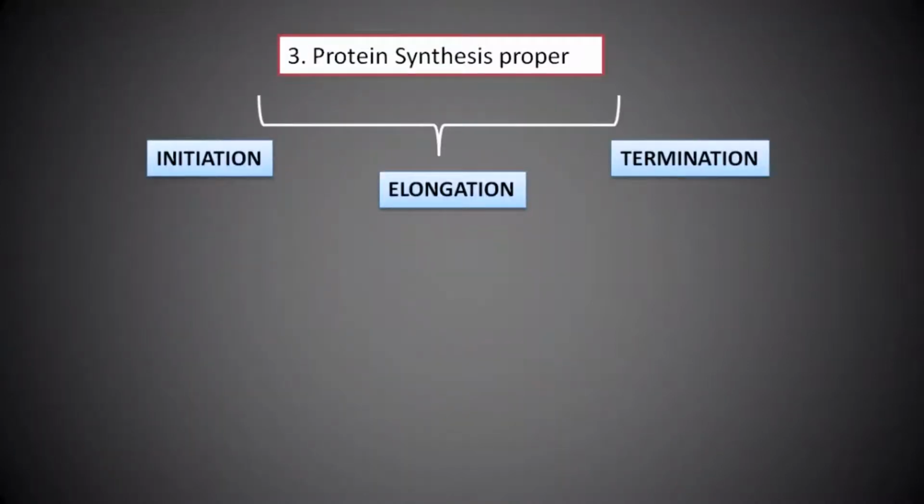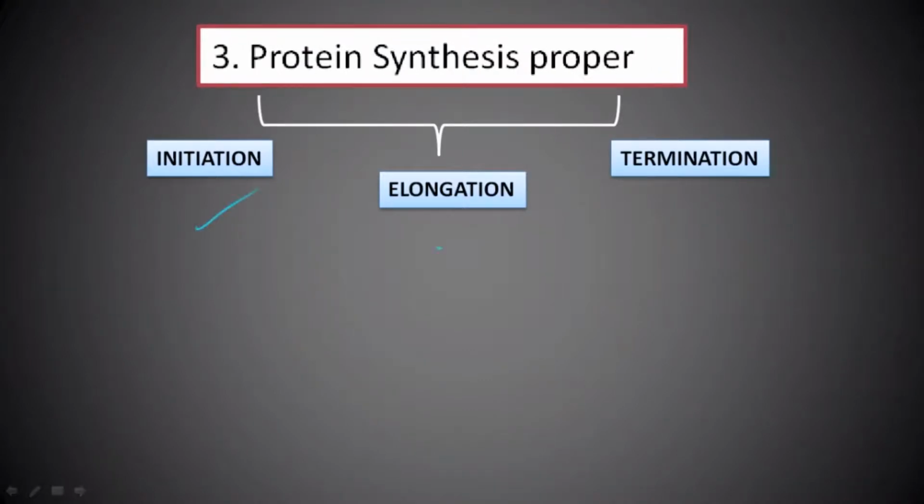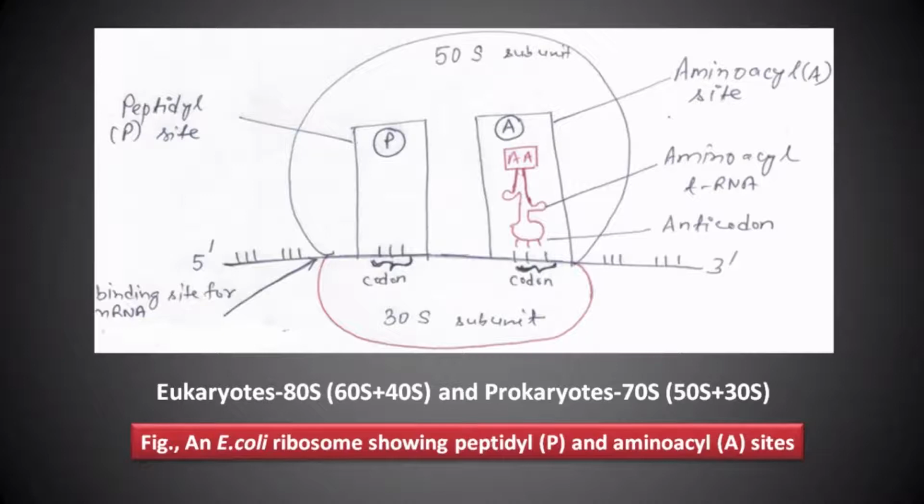As I've said already, there are three stages of protein synthesis: initiation, elongation and termination. Protein synthesis takes place in ribosomes. Ribosomes have two subunits: in prokaryotes it is the 50S and 30S subunit, whereas in eukaryotes it is the 60S and 40S subunit. All ribosomes have two common sites, the P site and the A site. The A site is where aminoacyl tRNA comes and binds. It has the anticodon and pairs with codons in the mRNA, which I have discussed. And then this is the binding site for mRNA.